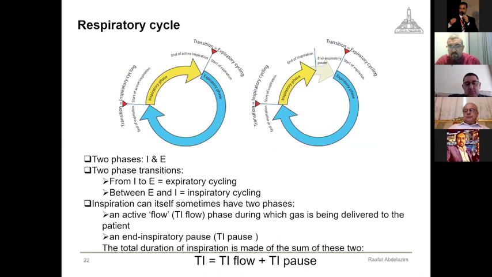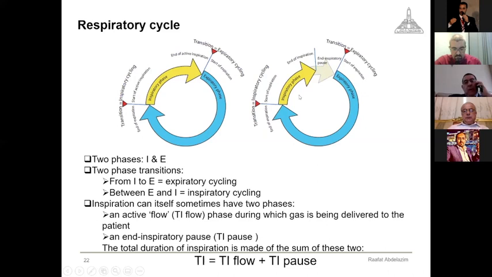Sometimes we apply what is called inspiratory pause, in which the ventilator will stop flow for a certain time. This time is actually part of the inspiratory time. So the inspiratory time starts at the end of expiration here, and this one is only the inspiratory flow time. Flow stops for a certain time. We call it inspiratory pause. It is calculated as a part of the whole inspiratory time. This is important. Later on, we will see why it is important.